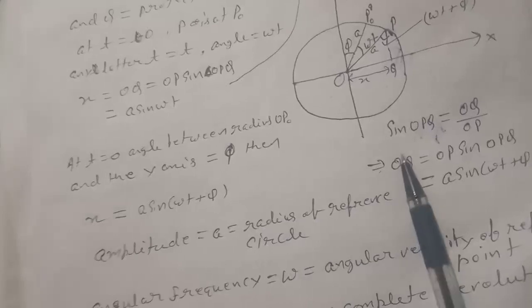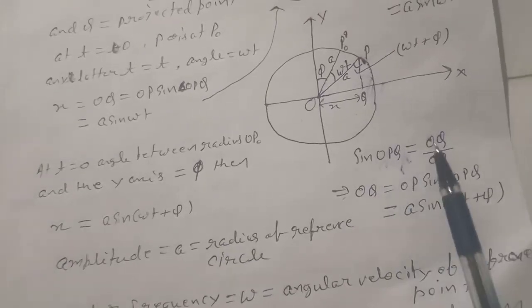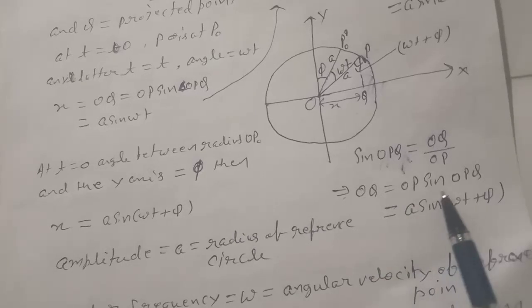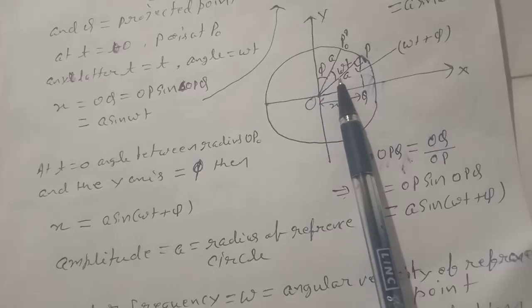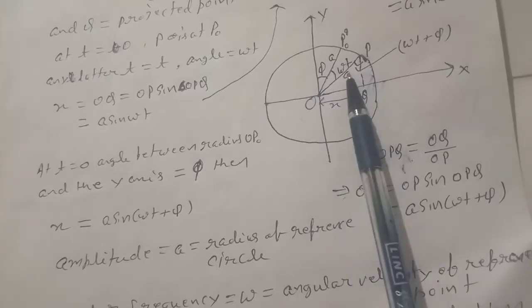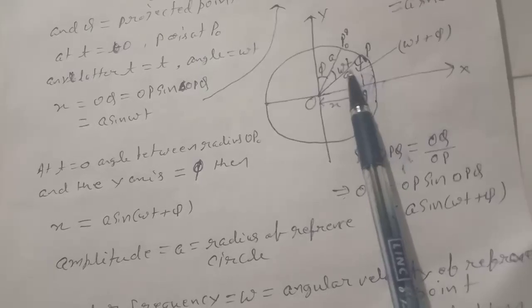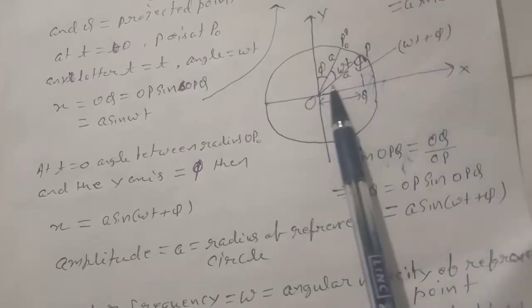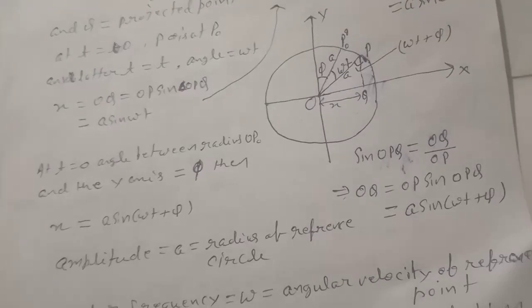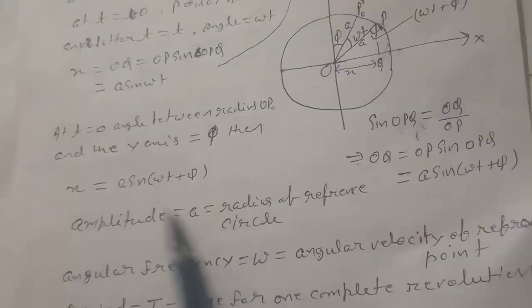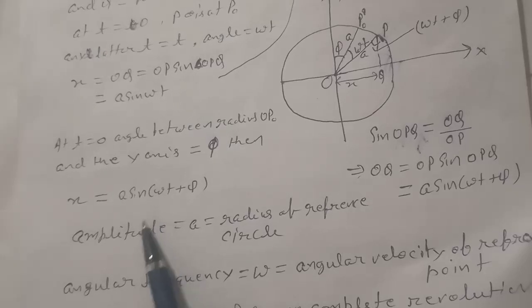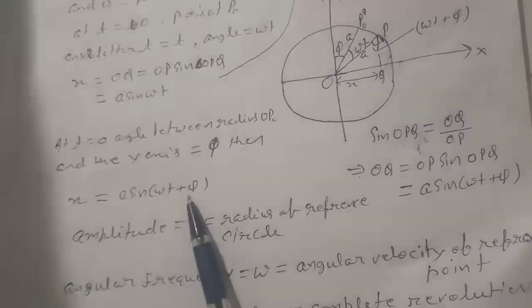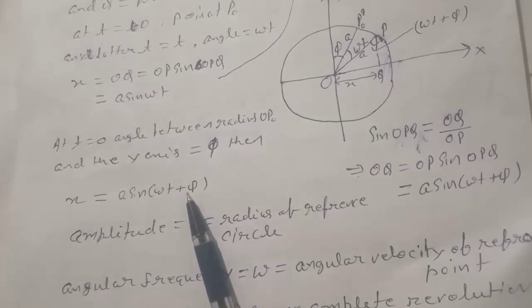because sine OPQ equals OQ by OP, or OQ equals OP sine OPQ, and this whole angle is omega t plus phi, because again from alternate angle this angle will be omega t plus phi. So displacement will be A sine omega t plus phi. And we know that this equation represents a simple harmonic motion. Thus the motion of the projected point Q is simple harmonic.